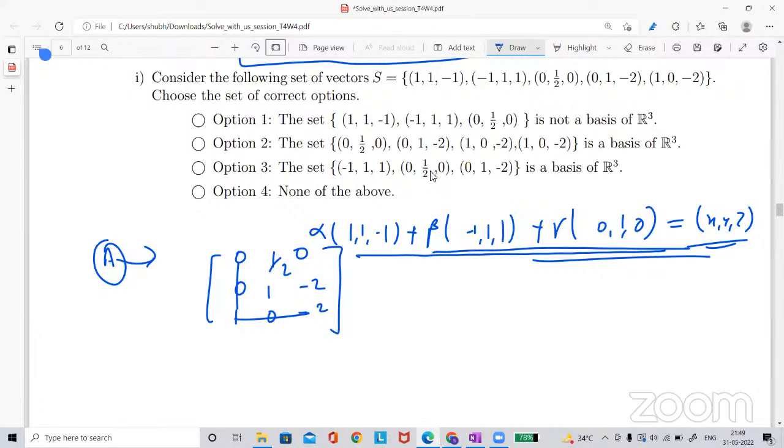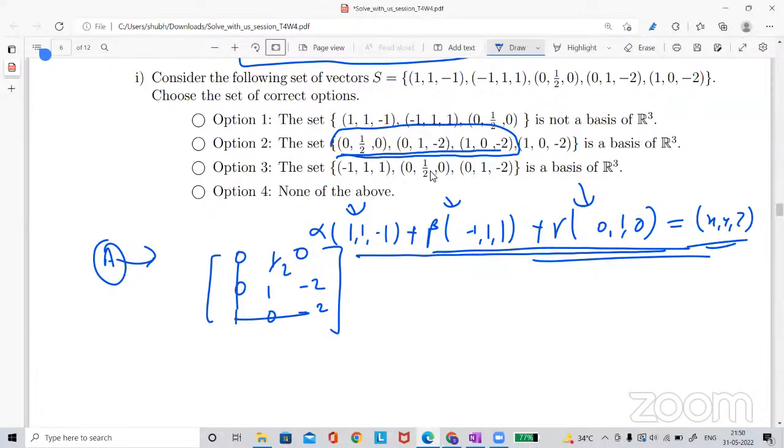If you see, just form the matrix using these three vectors. If the determinant is non-zero, directly say, okay, this is going to be a basis. There's no need to always solve the system, because when we form a system of linear equations using these vectors, the coefficient matrix will contain exactly these vectors as entries, and the determinant is non-zero, like that.